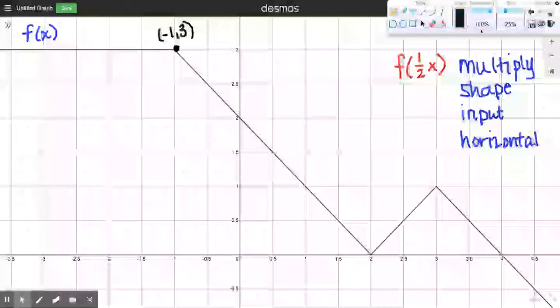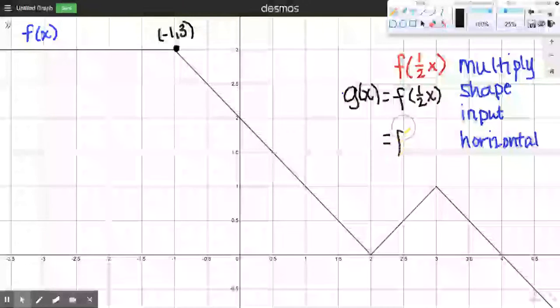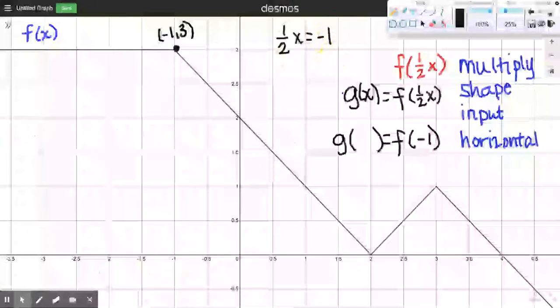So what I can do here that might be helpful is I can say to myself, what if I had a function, let's call it g of x, that was equal to f of 1/2 x. Okay, so how do I compare these two functions? Well, let's say I want to use this coordinate right here. What if I have f of -1? That would be g of what? Well, I can see here that I have replaced 1/2 x with -1. So 1/2 x is -1. If I divide both sides by 1/2 or multiply both sides by 2 to get rid of that, I can see that here x would have to be -2. So that's telling me g of -2 equals f of -1.